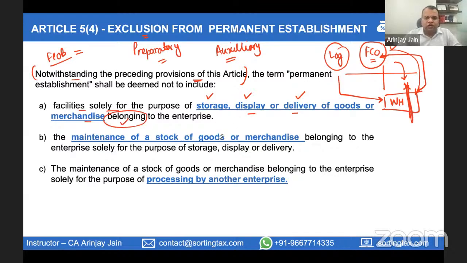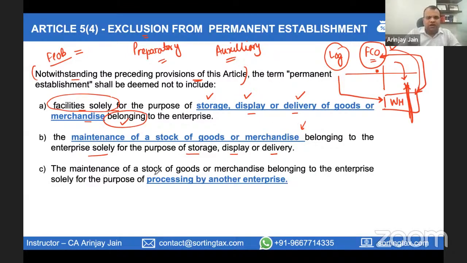The maintenance of stock of goods or merchandise belonging to the enterprise solely for the purpose of storage, display, or delivery. So I guess this particular case is actually more relevant to clause B. In clause A, it would have been maintaining a facility. So if this foreign company was actually maintaining a warehouse.